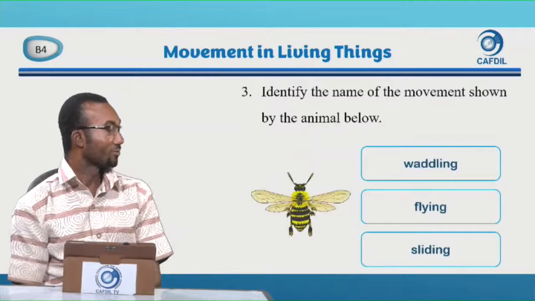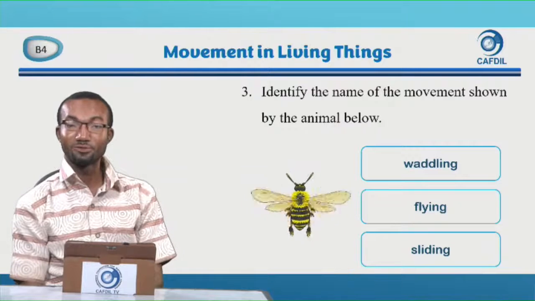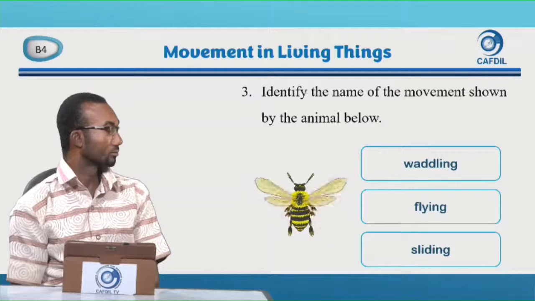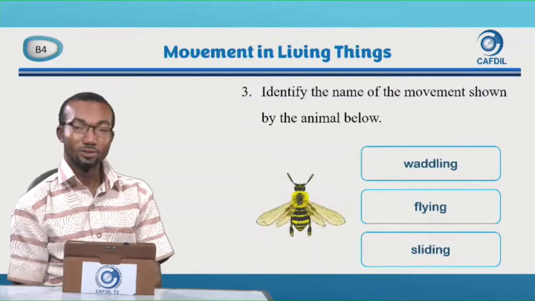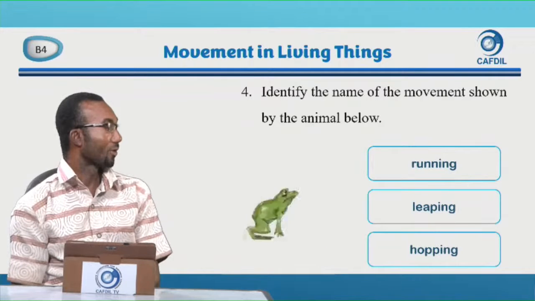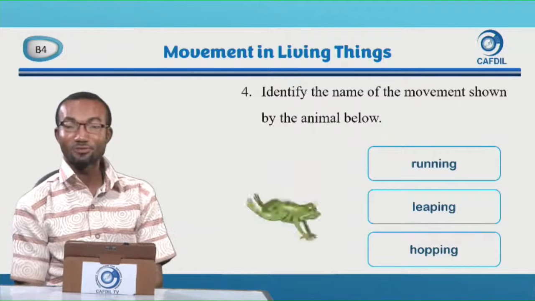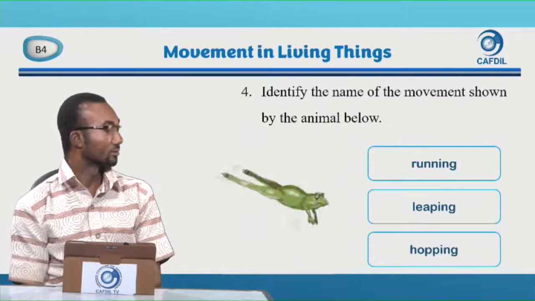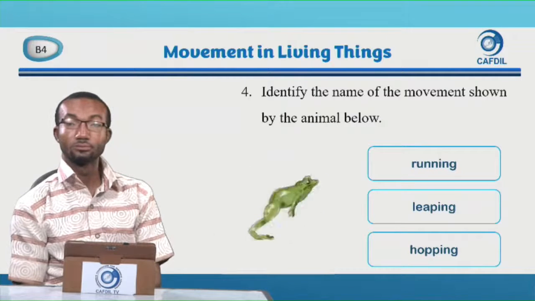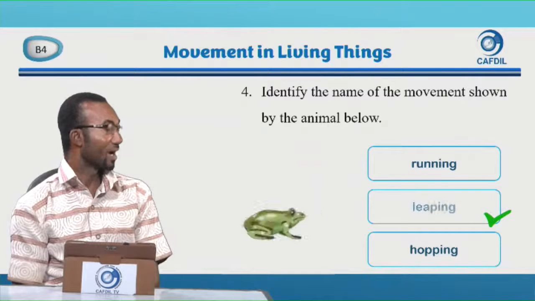Three, what kind of movement is this bee making? Waddling, flying, sliding. Good, flying. They fly with wings. Yes. Four, identify the name of the movement. What kind of movement is this frog making? Running, leaping, hopping. Great, leaping. So frogs move by leaping.